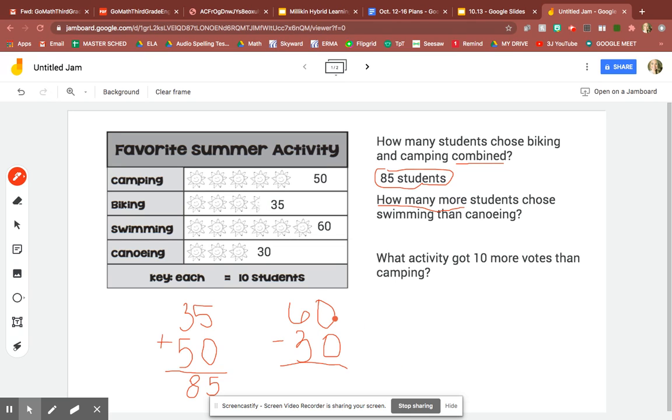Okay, so I have 0 minus 0 is 0. And 6 minus 3 is 3. So 30 students, or 30 more students, chose swimming than canoeing. 30 more students. Perfect. I'm just going to circle my answer.